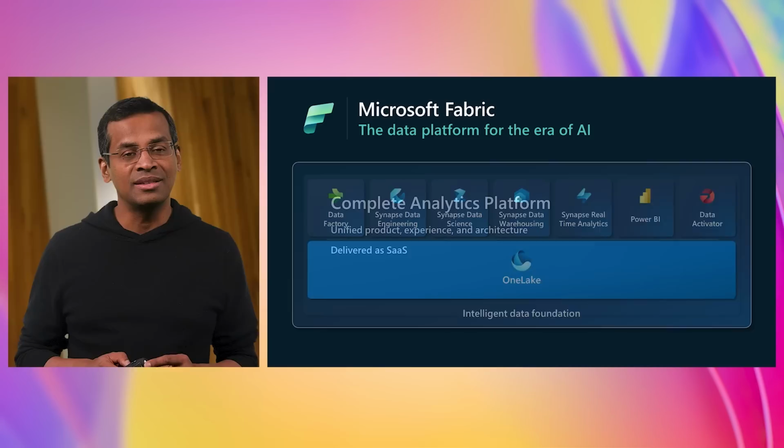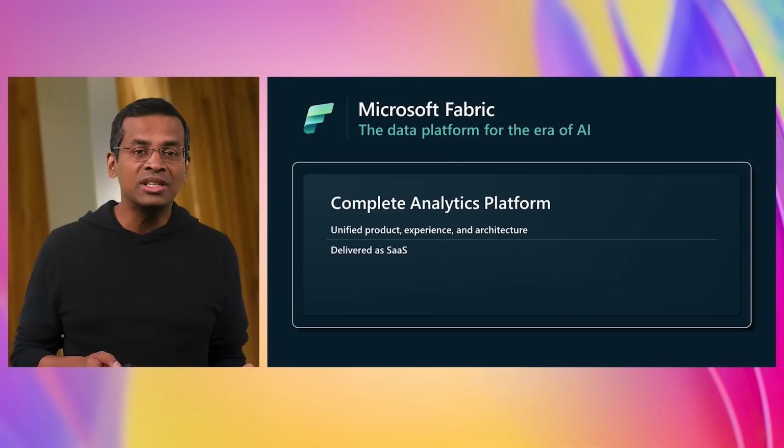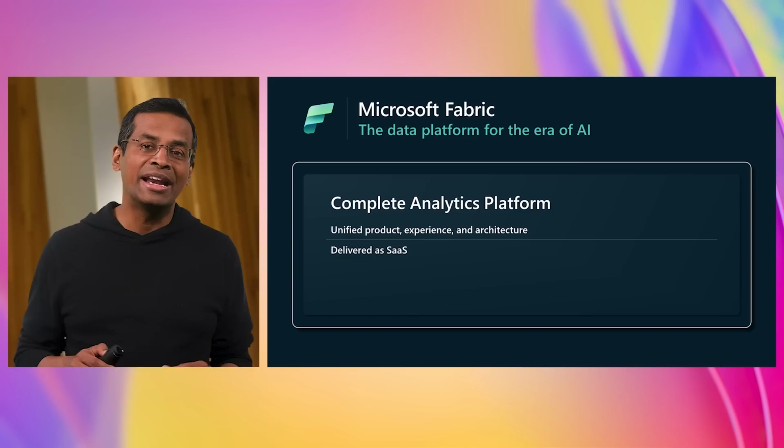The first is a complete analytics platform that provides all of the workloads needed to go from the data lake all the way to the business user. Fabric is delivered as software as a service, where everything is automatically integrated and automatically optimized. Lots of capabilities in security and governance, so we all can sleep better at night.